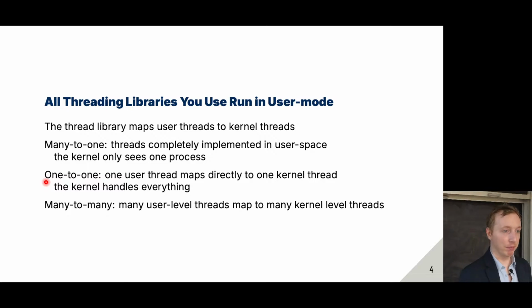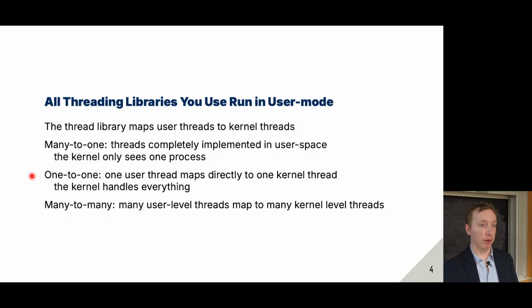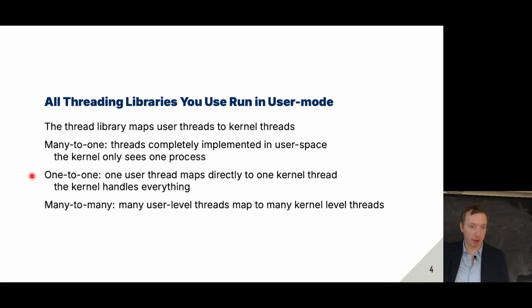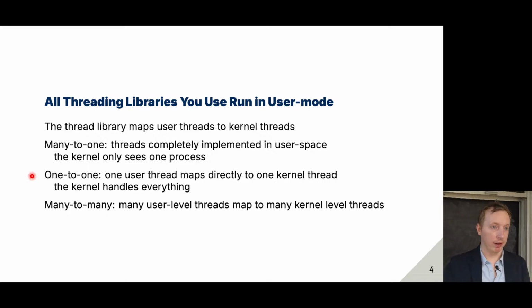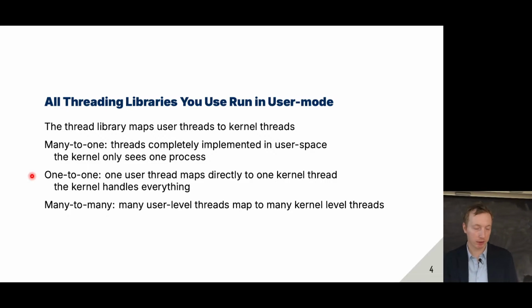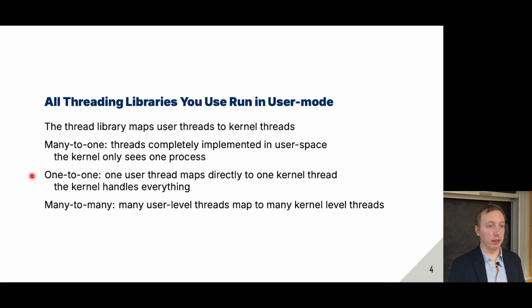Yeah? So you mentioned here that one user thread maps directly to one kernel thread. What's the difference between that and just having a kernel thread? You mentioned that these all run in user mode, but they all map to the kernel. Yeah, so you're going to use some type of library, like the pthread library or something like that. In a one-to-one situation, that's essentially creating a new kernel thread for every thread you create. Yeah.